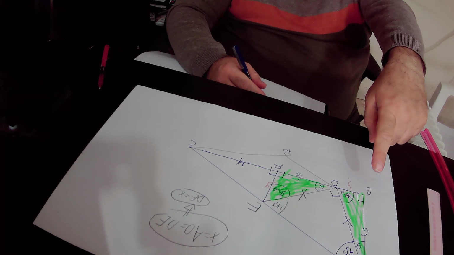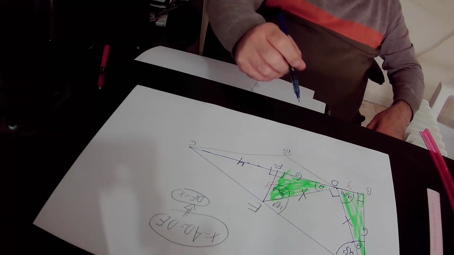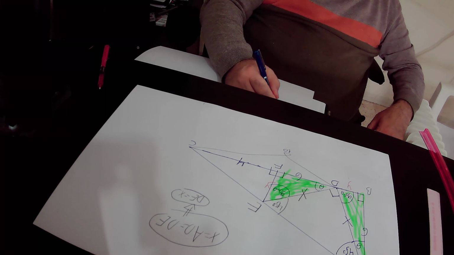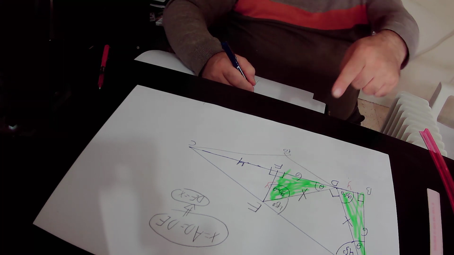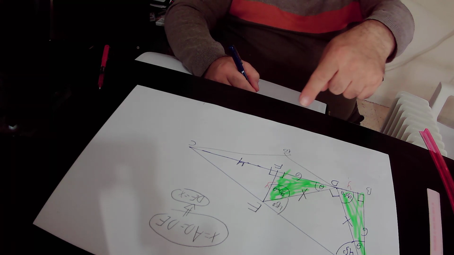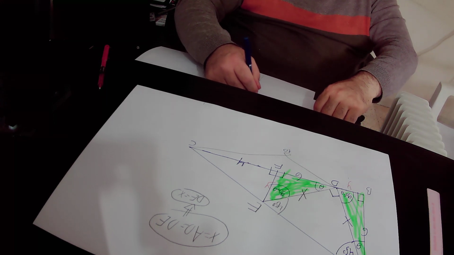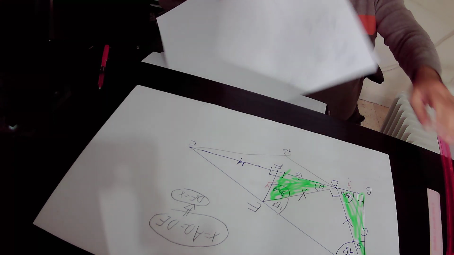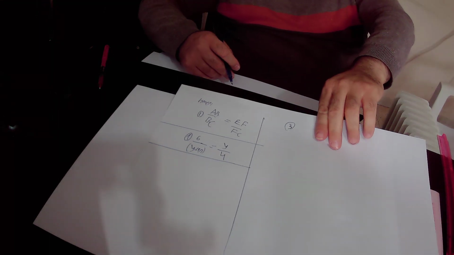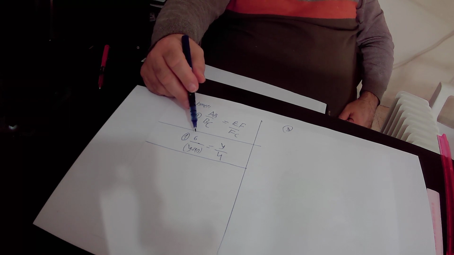AB equals 6, so we substitute AB by 6. BC equals y plus 10, so we substitute BC by y plus 10, and it is equal to EF, EF equals y, over FC, FC equals 4. So in conclusion, we found that 6 over y plus 10 equals y over 4. This is equation number 1.